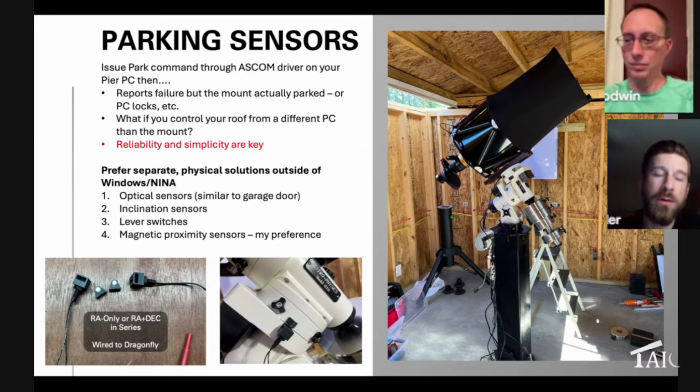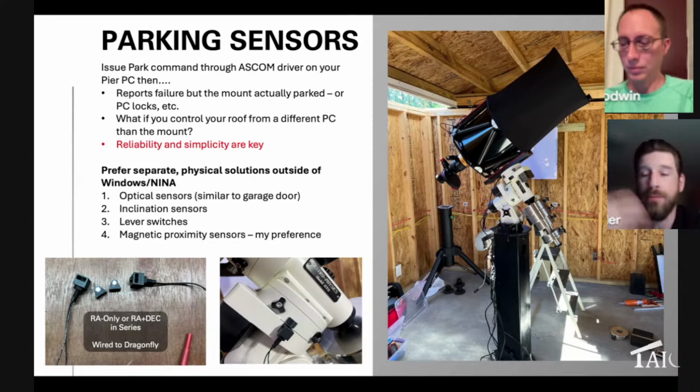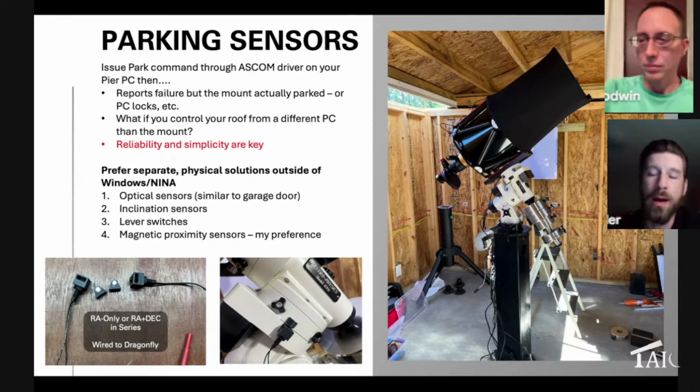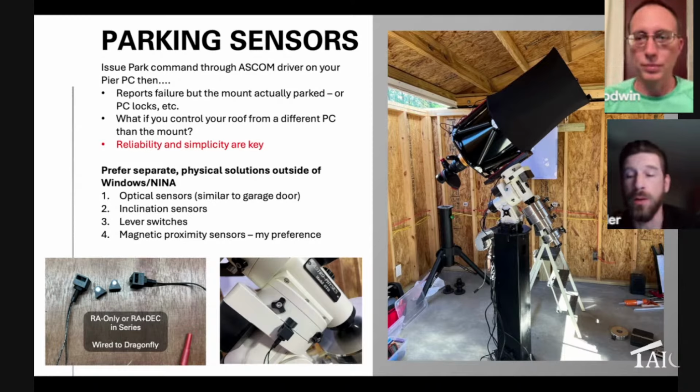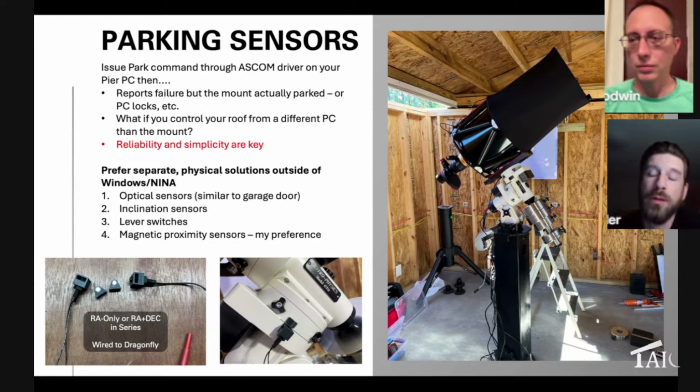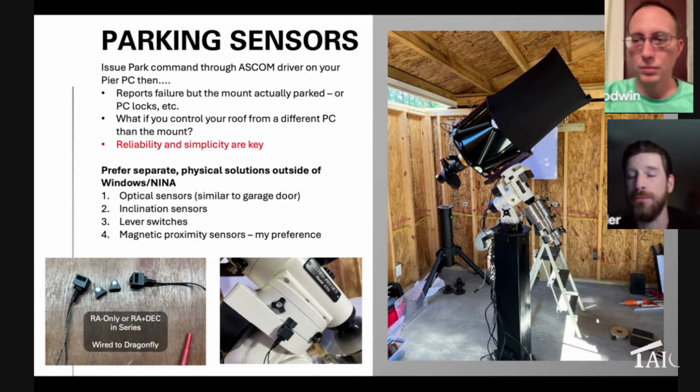But if you are trying to control your roof and your telescope, you can have all the logic right in there. But if you have a separate one, a central PC that's controlling your roof, and then a peer PC controlling the telescope, things get a lot more complicated. You can't have multiple computers all communicating to the mount at the same time.